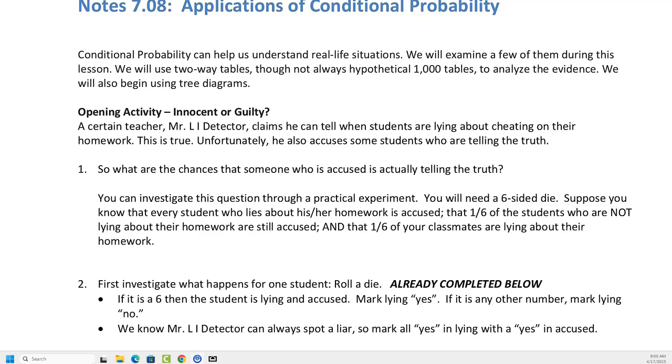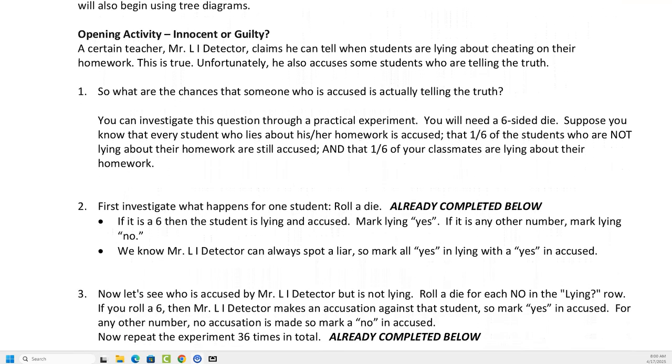Well, I'm actually going to leave out the tree diagrams. We're just going to focus on hypothetical tables and two-way tables and Venn diagrams in this course. But tree diagrams are helpful. I'll just say that for your statistics course.